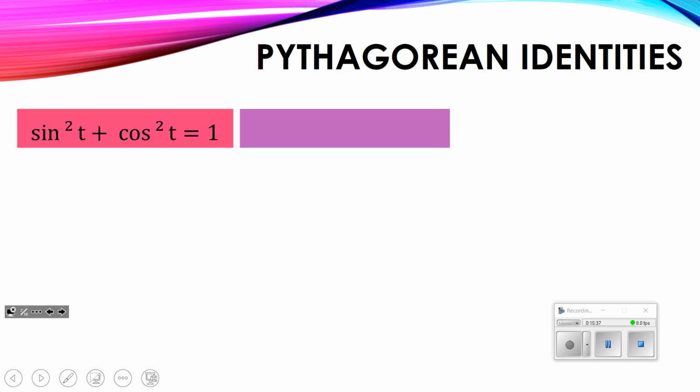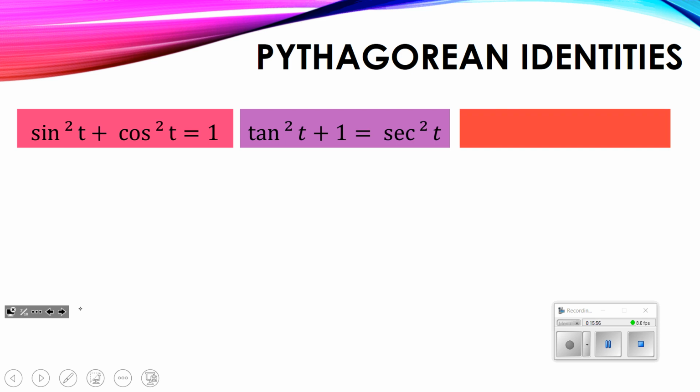Here's another one. Tangent squared plus 1 is equal to the secant squared of x. There's one more. And again, you need to memorize these because when we get into simplifying trig functions, I can't wait for that. It's like my favorite part. If you see tangent squared x plus 1, you're going to be able to take tangent squared x plus 1 and make secant squared x.